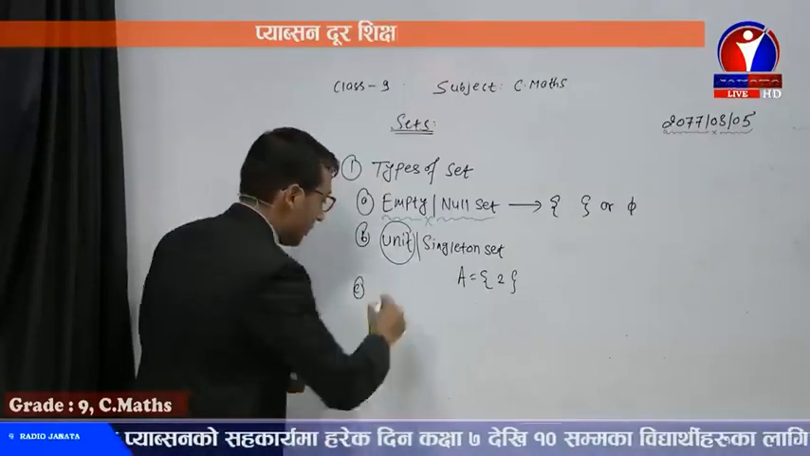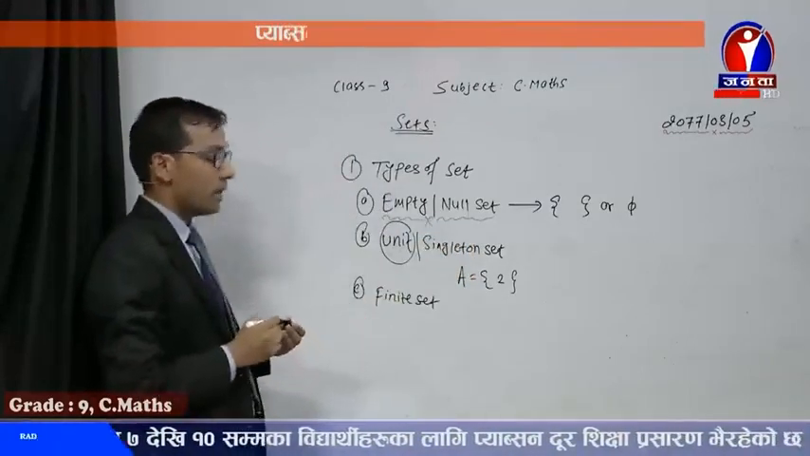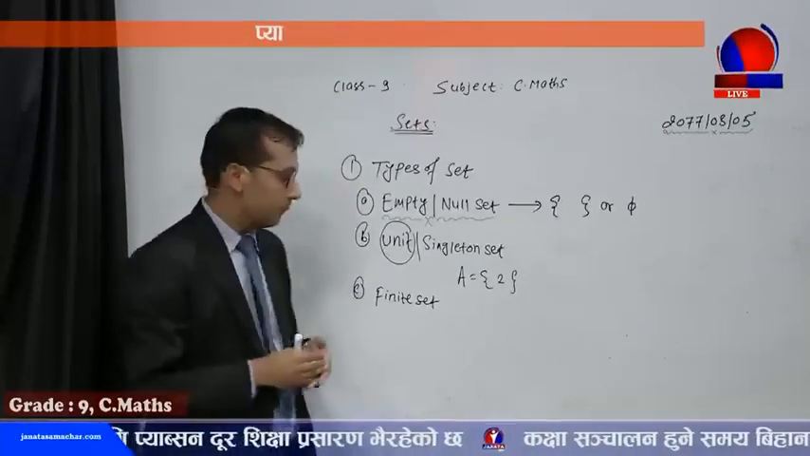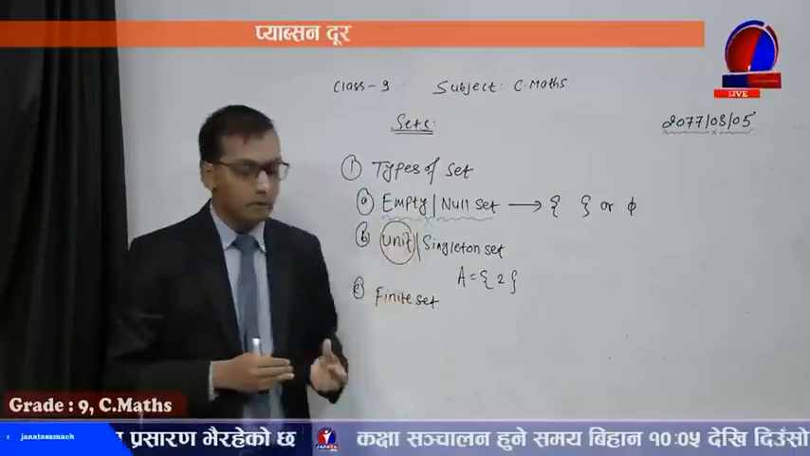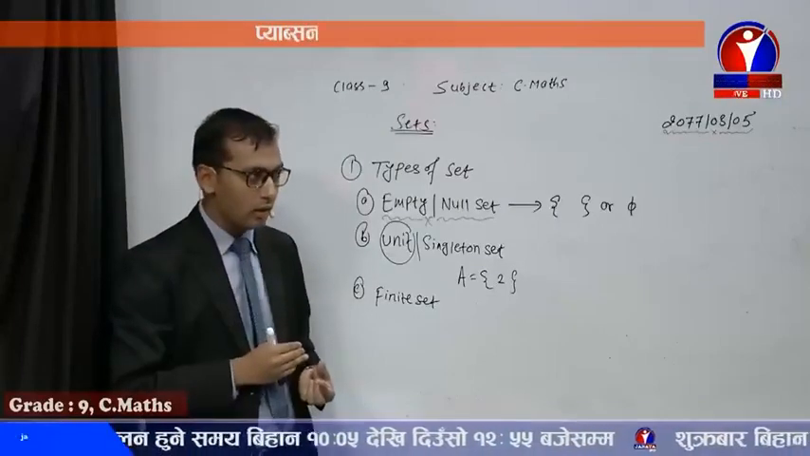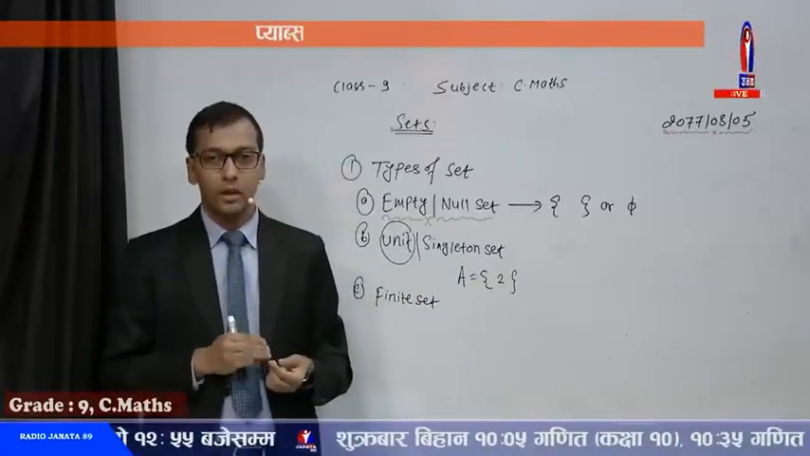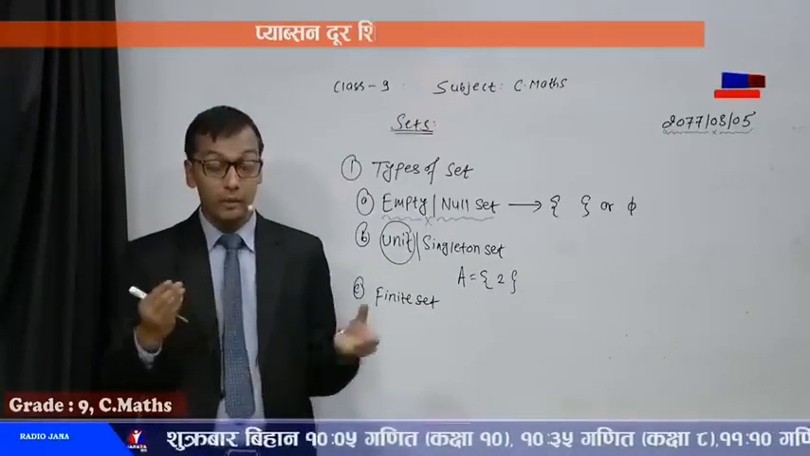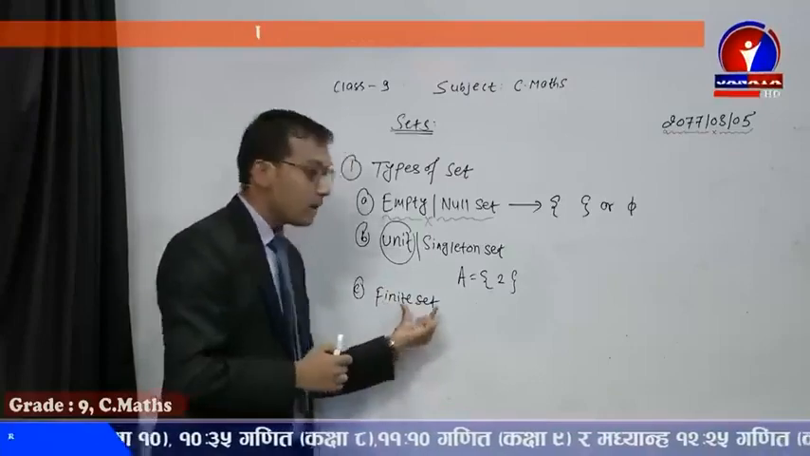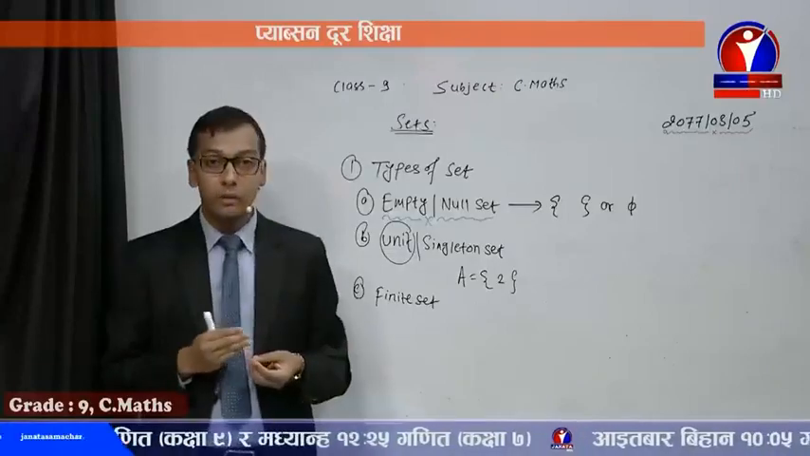Okay, so third is finite set. It is somehow difficult to understand in comparison to the first two types, but I hope everyone can understand from me. The meaning of finite is limited. In a finite set there are limited number of elements. There are finite number of elements present.